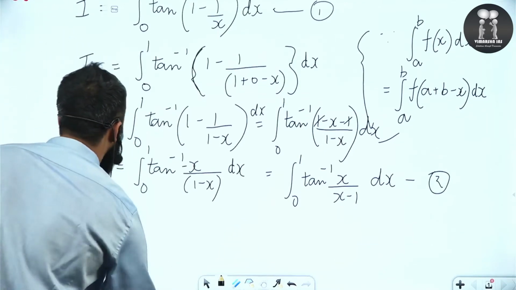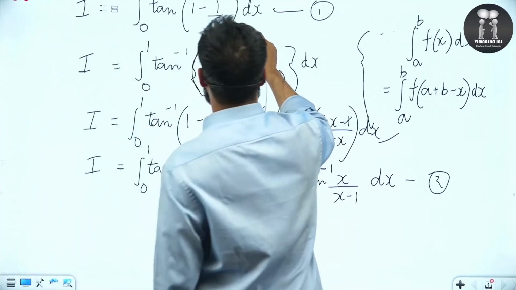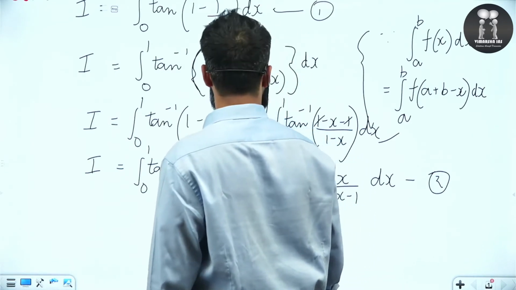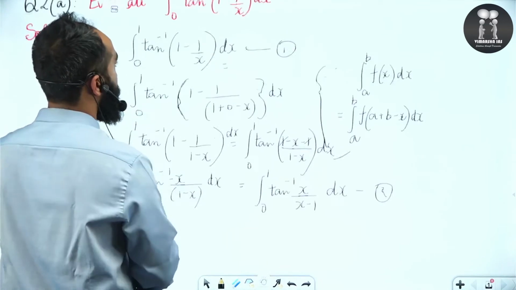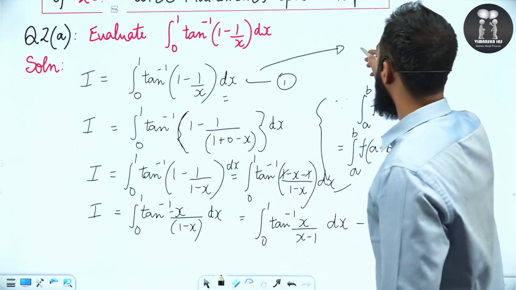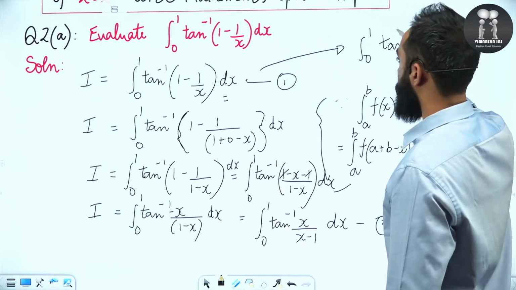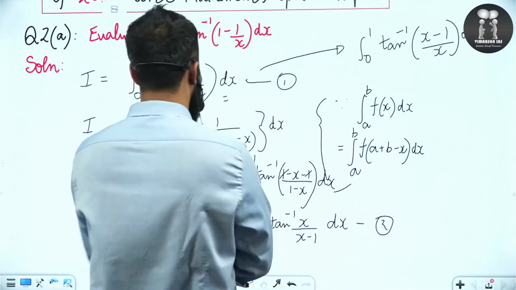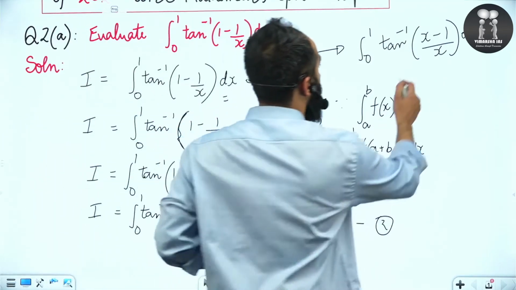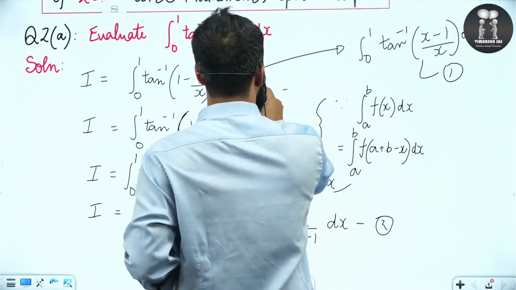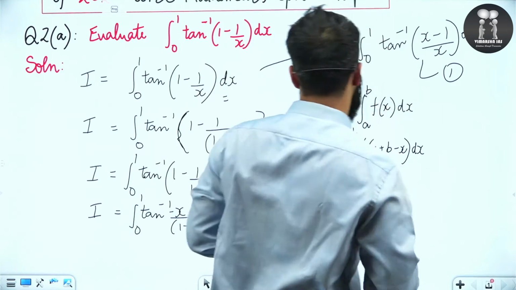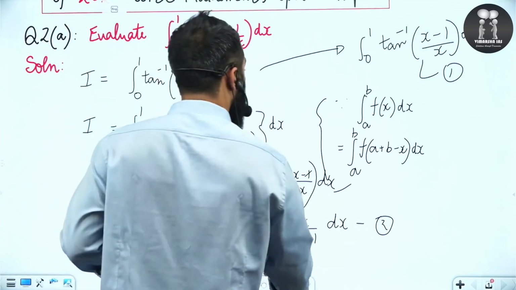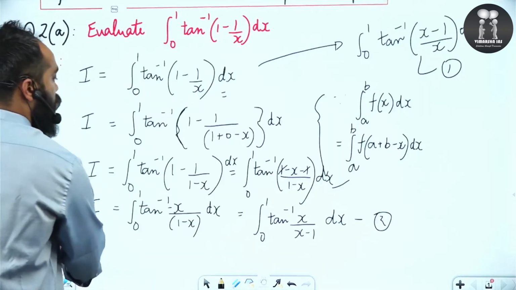You can write equation 1 as this. So equation 1 gives this value and equation 2 gives this value, but this is same as I. Okay, so you will add 1 and 2. Why we are adding 1 and 2?